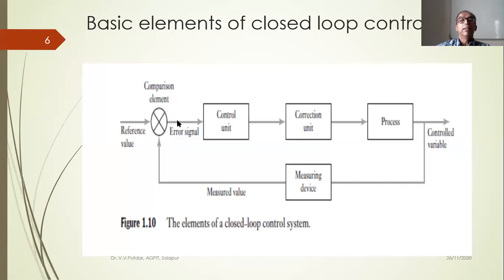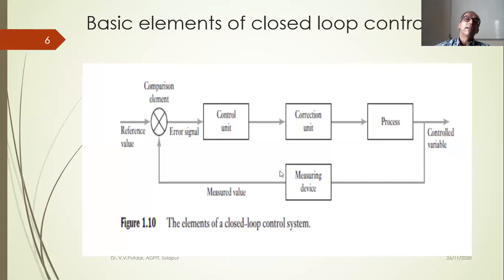Whatever is the error, that error will be suitably modified, altered, manipulated so as to suit the actuators. So the control unit will make a decision regarding the corrective action, and the corrective action will be taken by the actuators, and the process parameters will be controlled. So these are a few basic elements.